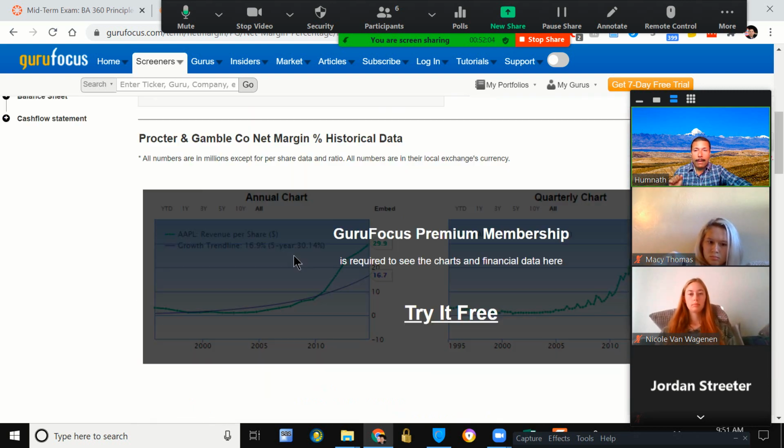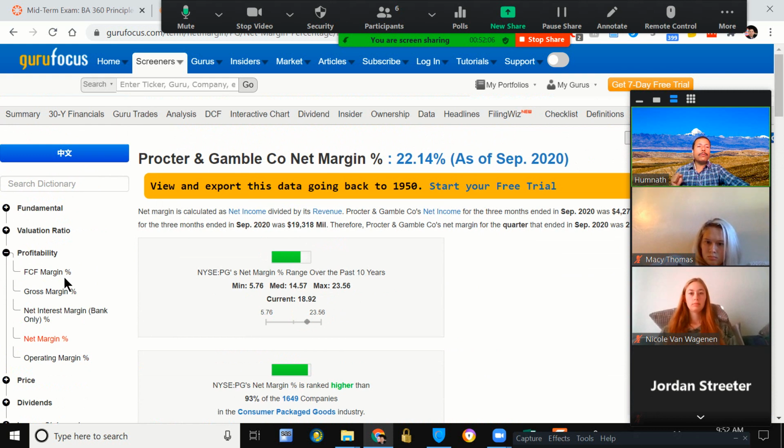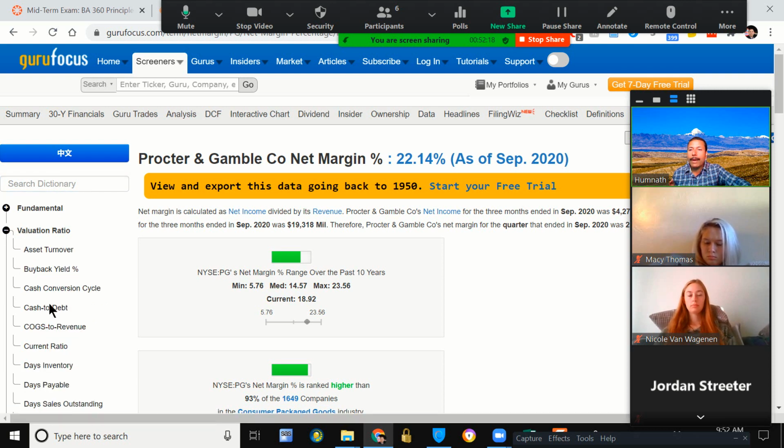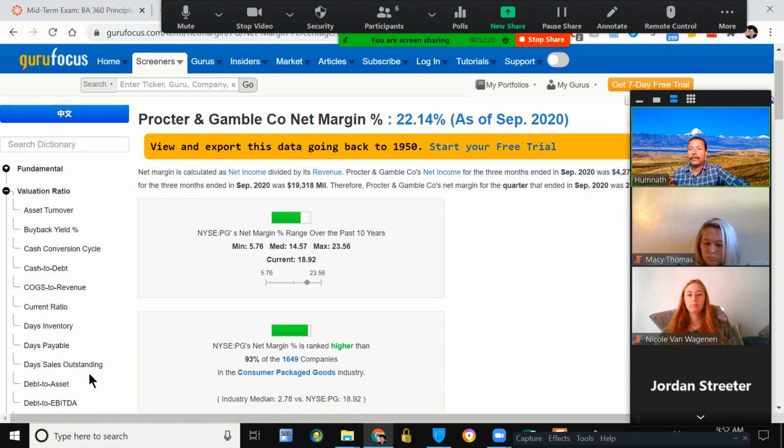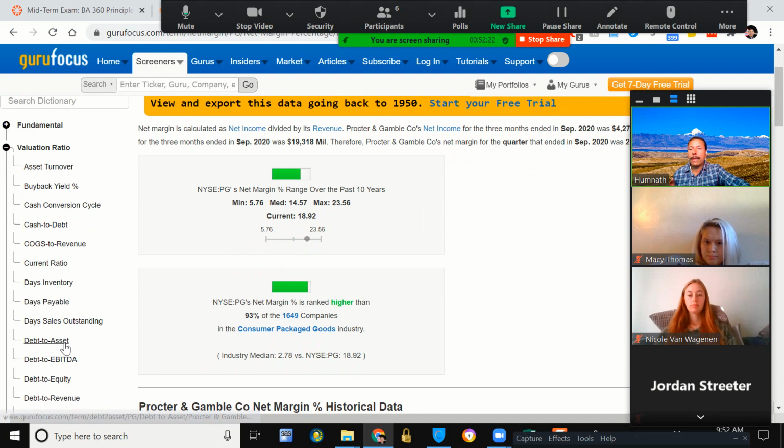So one more time, anything you calculate, I want to make sure that you check with this website. For example, if you are trying to find a valuation ratio, you can usually find it right here. You can see debt to assets, debt ratio, debt to equity, asset turnover, current ratio.